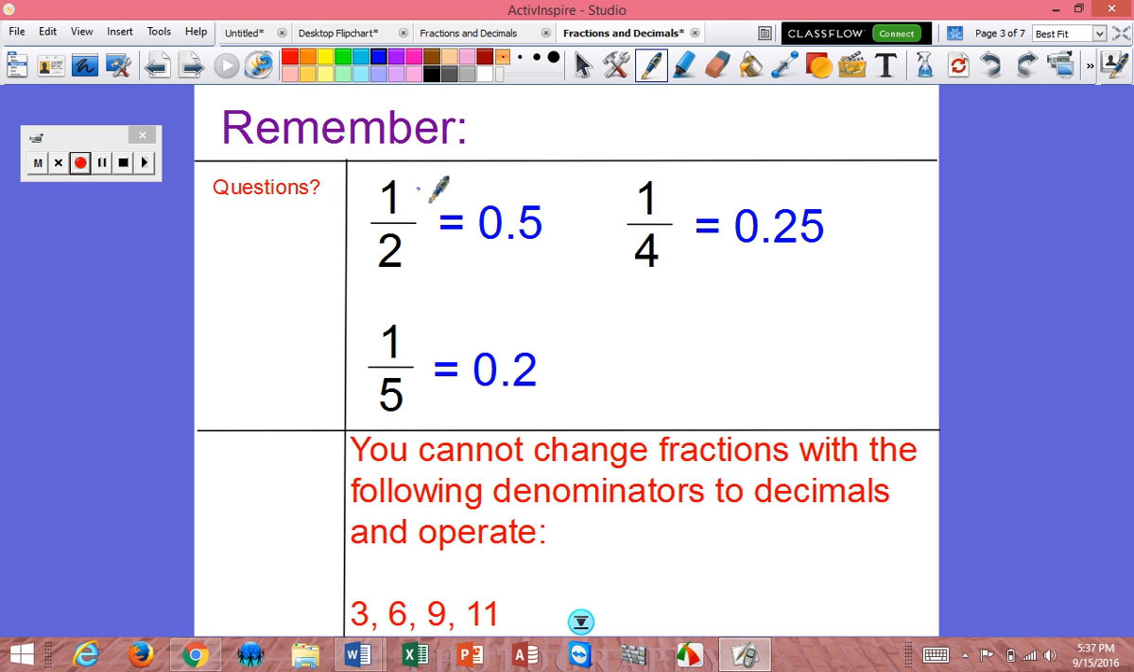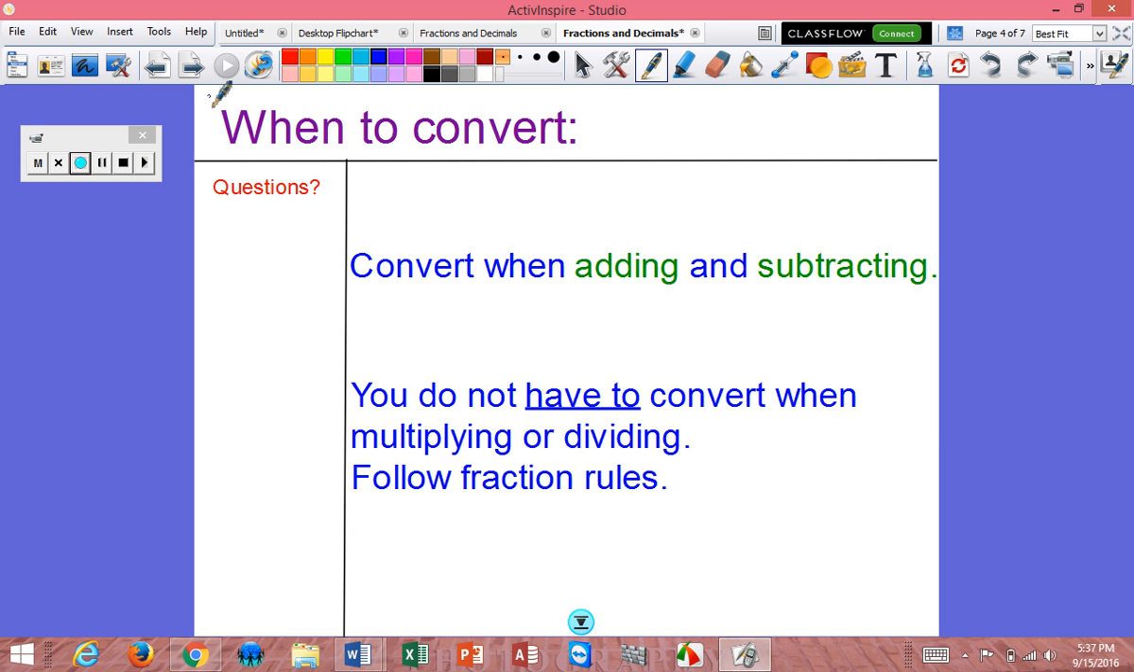But if you see anything with like a 2, 4, a 5, even an 8, which would be 0.125, all of those you can convert to decimals. Okay, when we convert, we want to make sure that we convert if we're adding or subtracting, and we don't have to convert when multiplying or dividing, and I will show you what I mean by that in just a moment.